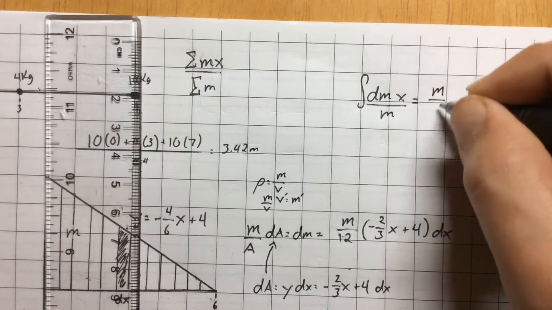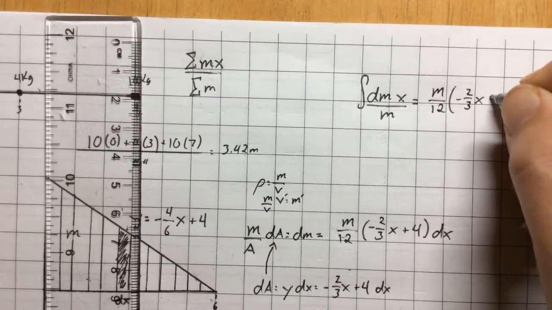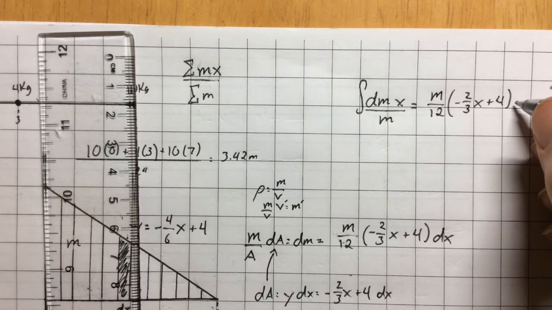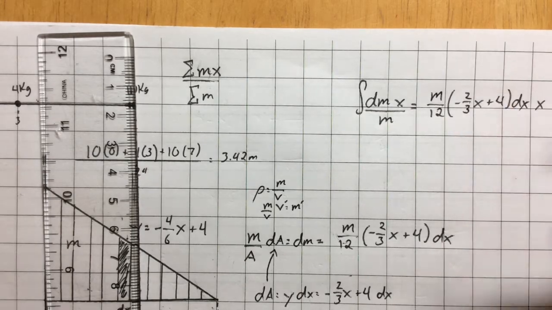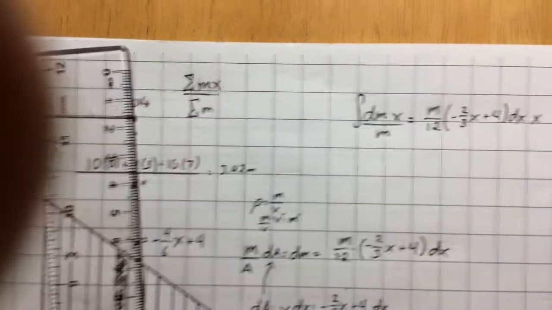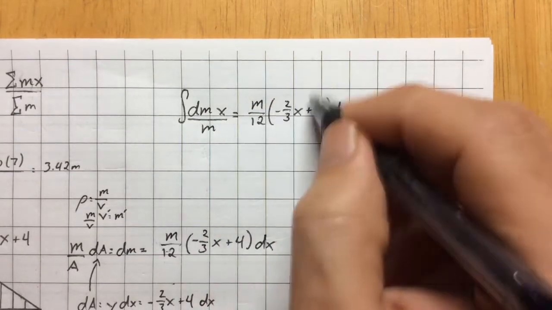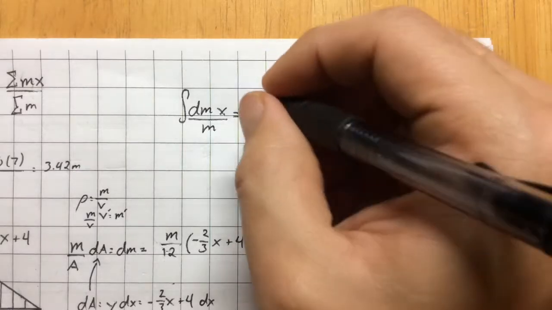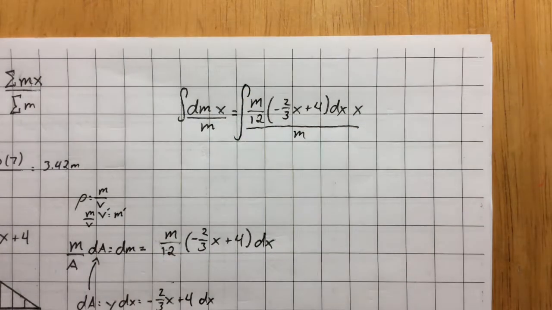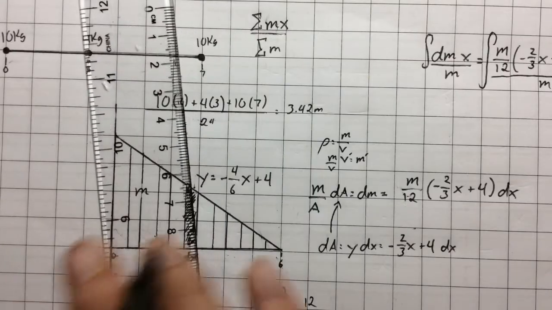So throw back, we got m divided by 12, we got negative 2 over 3 x plus 4 dx. And there's an x there in the first place. Let's throw that in, maybe out here. We'll make it look nice. I know I'm off the page. Let me move a little bit. So all that is dm times x. That's dm. That's x. And we're going to divide this whole thing by m. And how many do we want? We want all of them added up, so don't forget that. We want the whole thing. So our x goes from a value of 0 all the way to a value of 6.